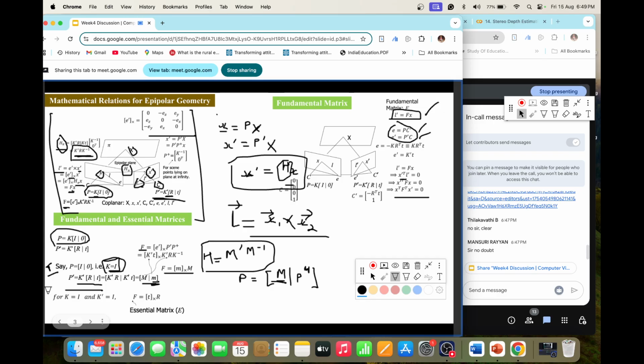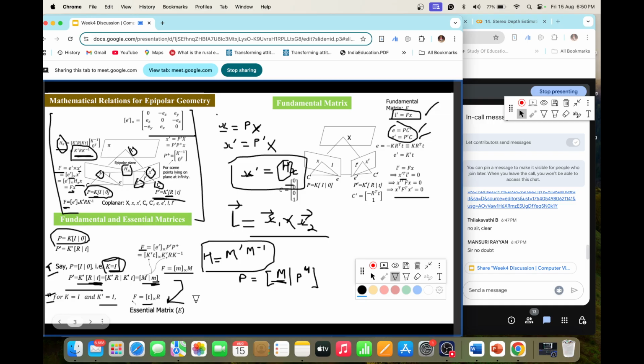Now we have the second case. What is the second case indicating? Now we have K' also equal to I. If K' is also equal to I, in that case your fundamental matrix gets transformed into a matrix known as the essential matrix, and that is given by Tx into R, the translation into the rotation matrix. That means only Tx into R. So that is how we write the fundamental matrix and essential matrix.